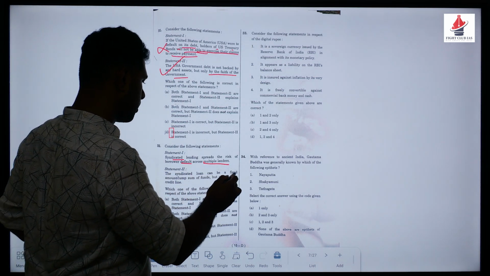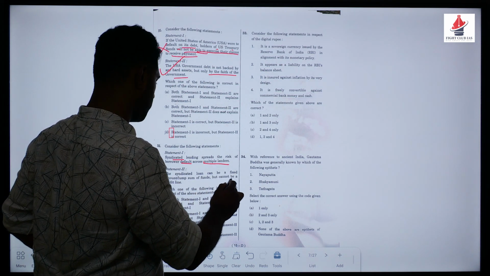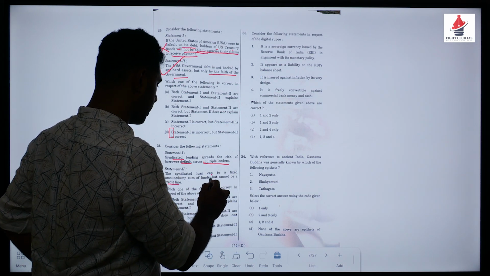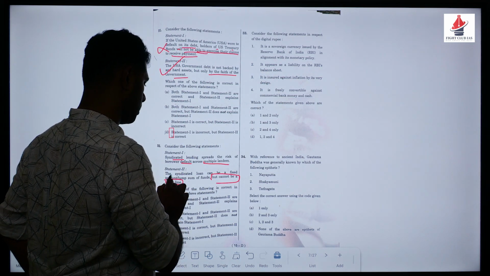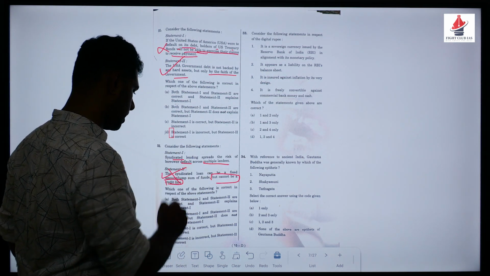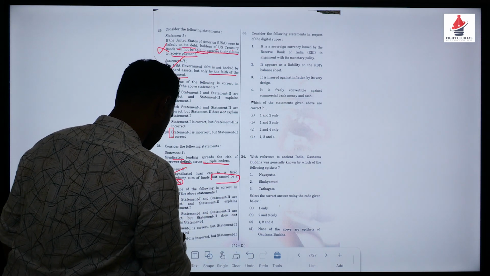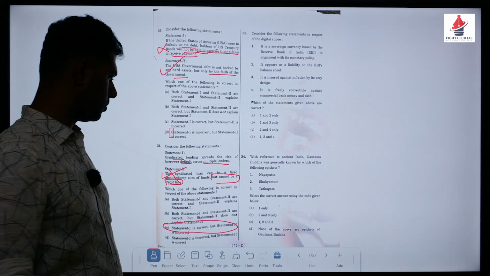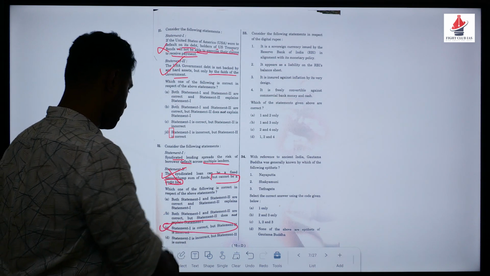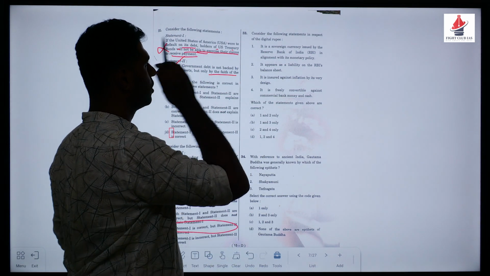The syndicated loan can be a fixed amount or lump sum of funds, but cannot be a credit line. No, it is a credit line. Syndicated loan is a credit line. Right? This is wrong. Answer is statement 1 is correct, statement 2 is not correct. Answer is C. Now coming to the next part.